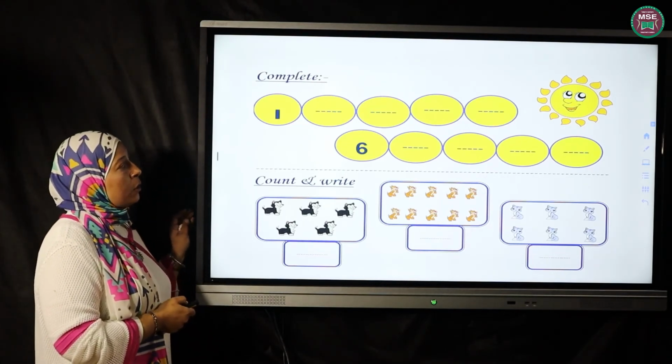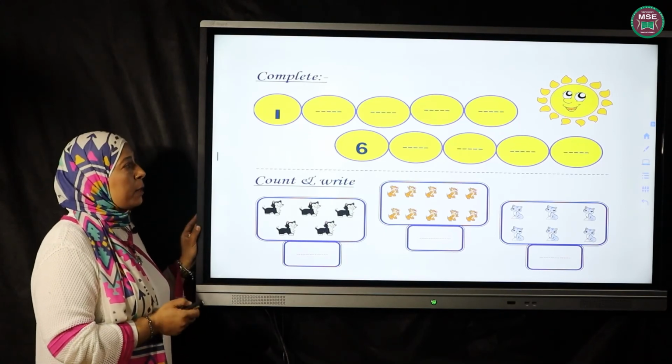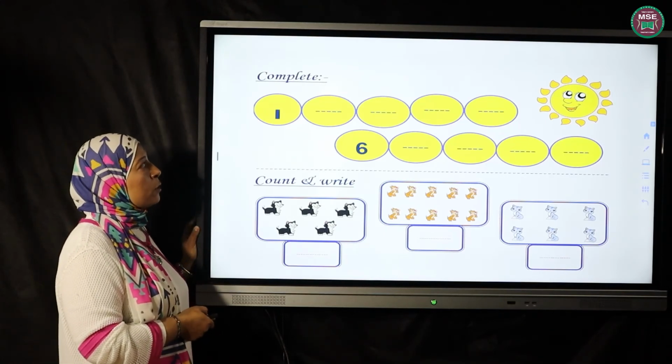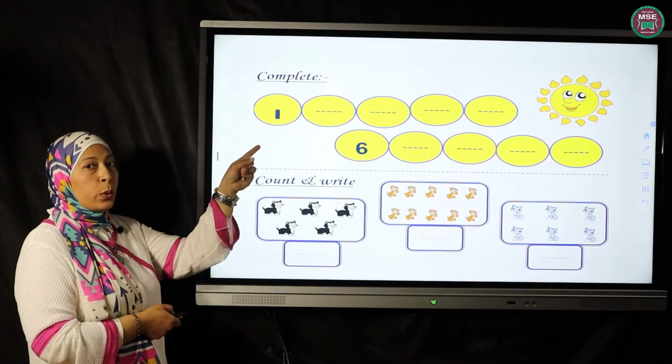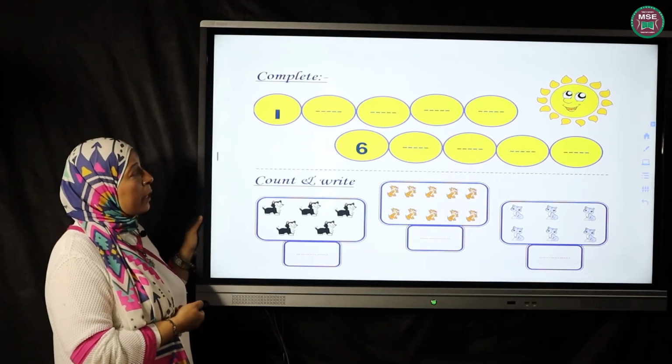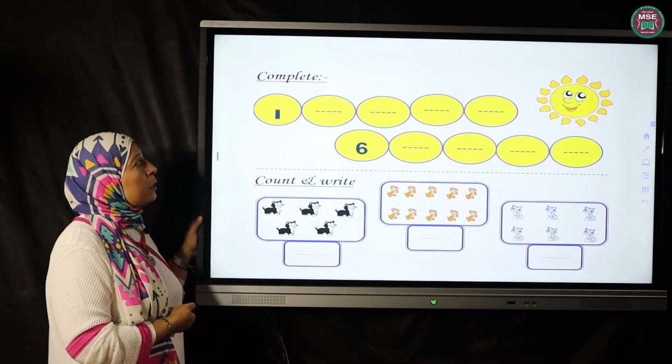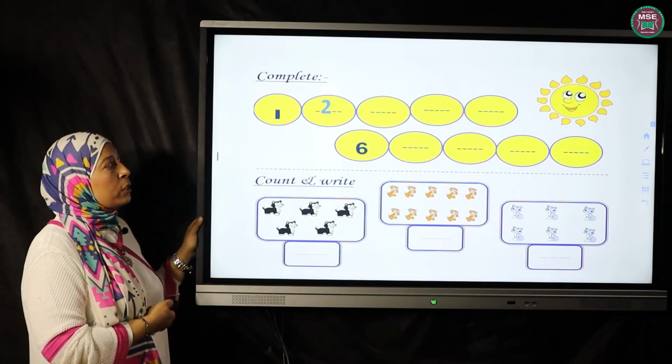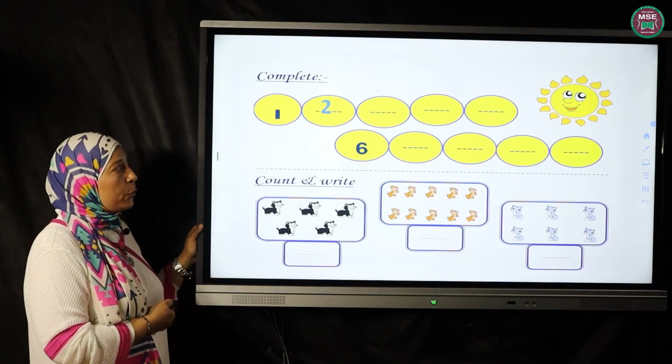Okay. Here, we're going to be completing. Okay. We have numbers that are written and numbers that are missing. We're going to complete the numbers. The first number we have to read, this is number 1. What comes after 1? Just we did count at the beginning. 1, 2. So we're going to write 2. What comes after 2? 3.